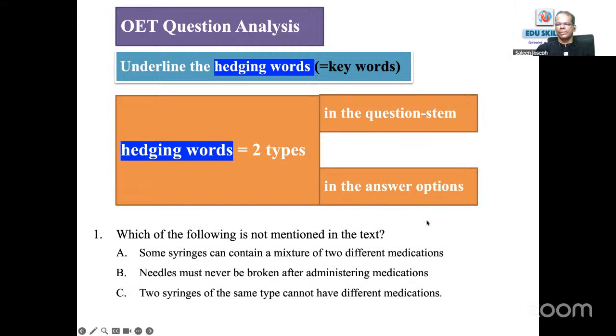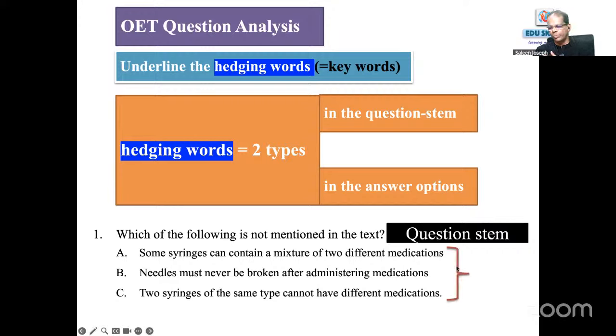So, which of the following is not mentioned in the text? Okay, this is the question stem. This first line, which of the following is not mentioned in the text, is the question stem. Since someone was messaging me that they are a beginner and don't know what it is: this is reading part C. There will be 2 texts, and in those, we will have 8 plus 8, 16 questions. The question stem is the first line. Then A, B, C are the 3 answer options.